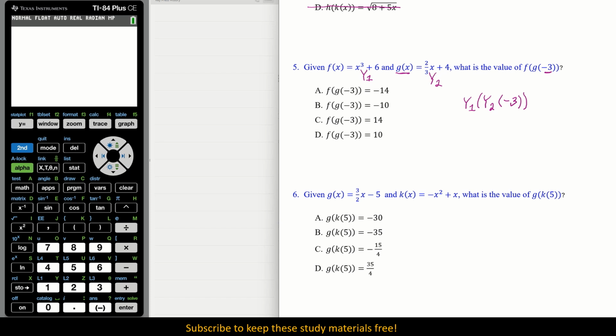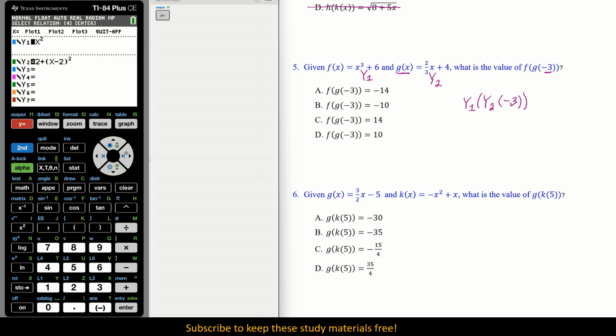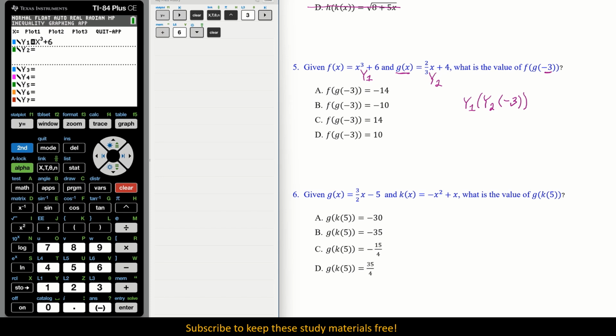First, we have to put them in our y1 and y2. So I'm just going to clear this out, and I'm going to say x, caret up 3, arrow over, plus 6. Arrow down, I'm just going to clear the whole thing out. Now I'm going to say alpha y equals, so I can get my fraction.